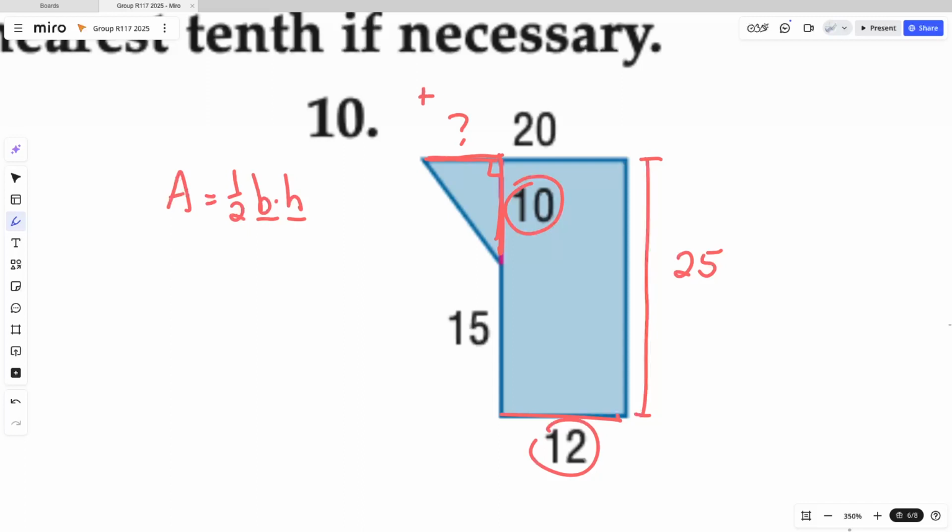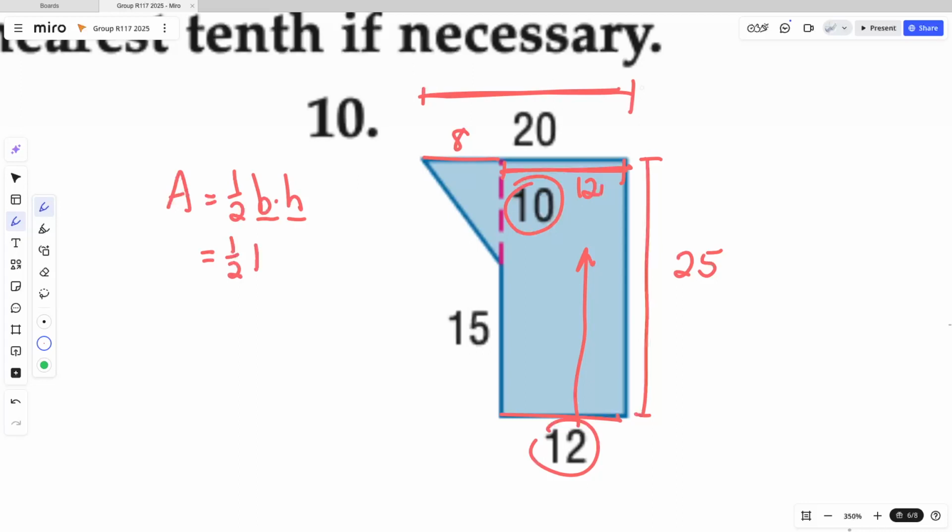Let's see, this whole side is 20, and I'll translate this side of the triangle up here. And then I can see 20 take away 12 is 8. So the triangle is 1/2 10 times 8. 80, 40.